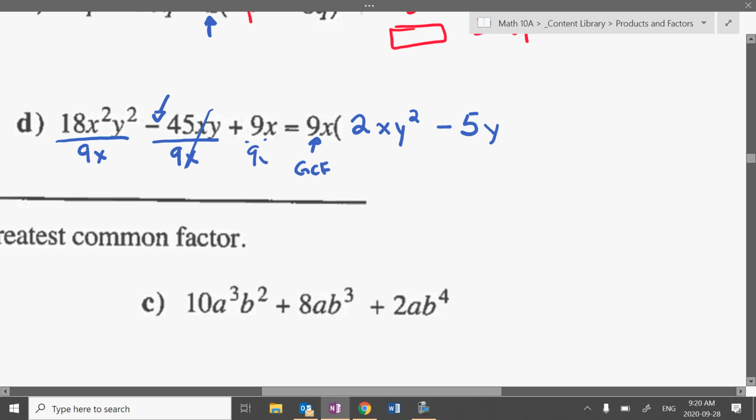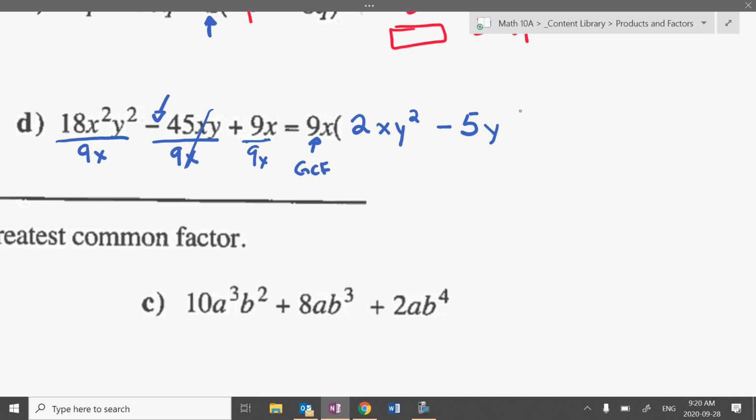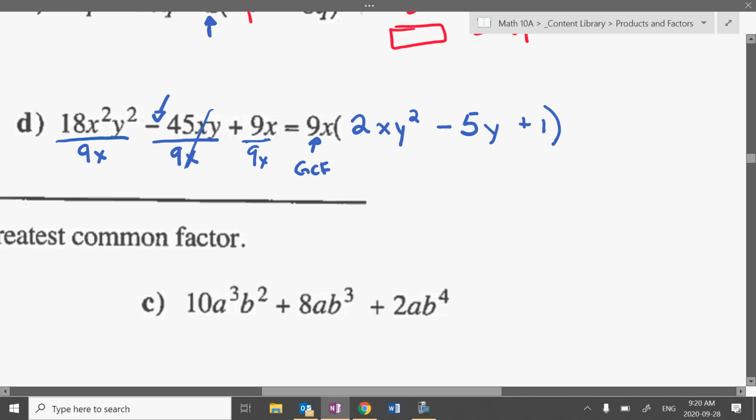Last term, 9x divided by 9x is what? 1. Good, not 0. So I would get plus 1.